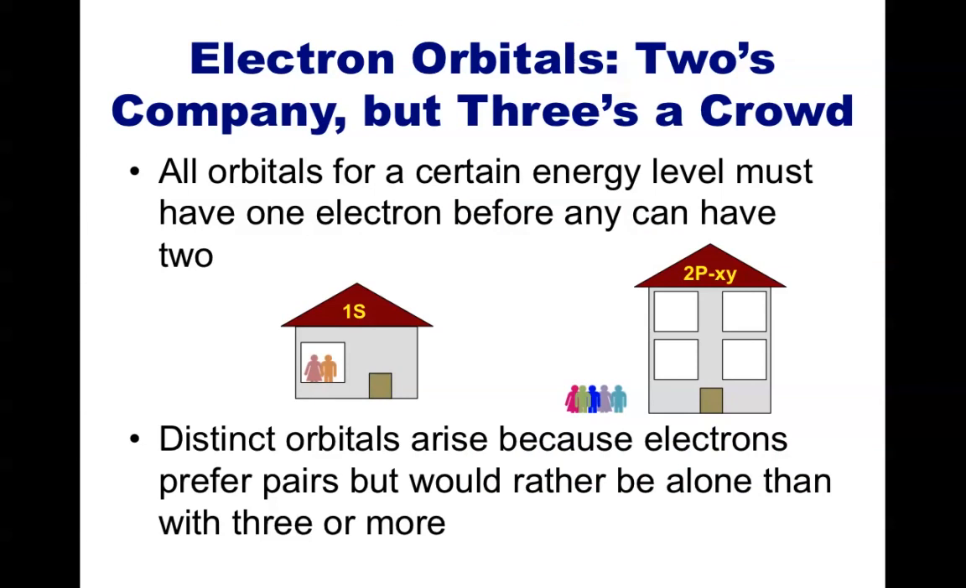Remember, all orbitals for a certain energy level must have 1 electron before any of those orbitals can have 2. Think about the following analogy. A small house or apartment can house, let's say, 2 people. This is equivalent to our first energy level. If more people need a place to stay, the only next available housing option is a building with 4 rooms or 4 apartments. So again, these 2 buildings correspond to the first 2 energy levels, and each apartment or room is an orbital.